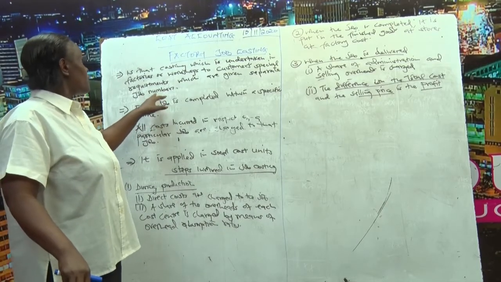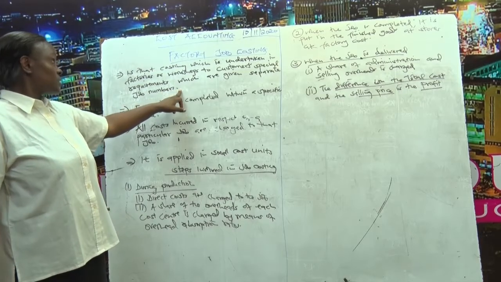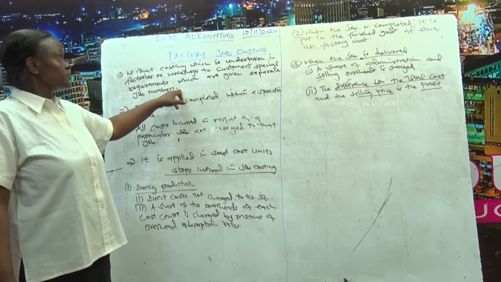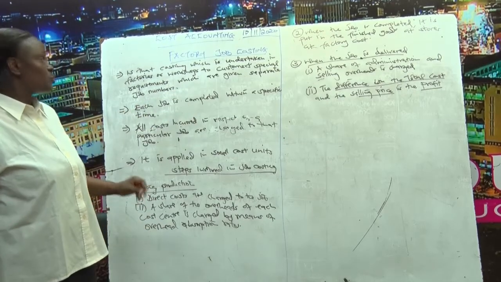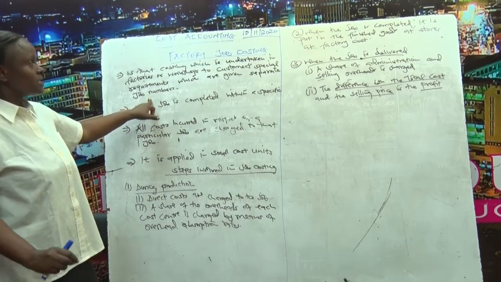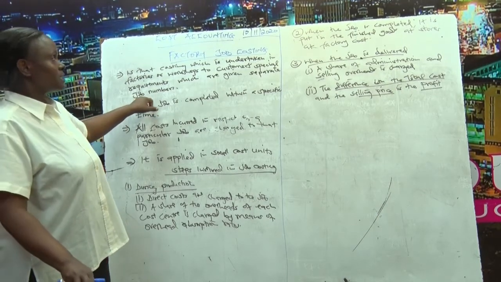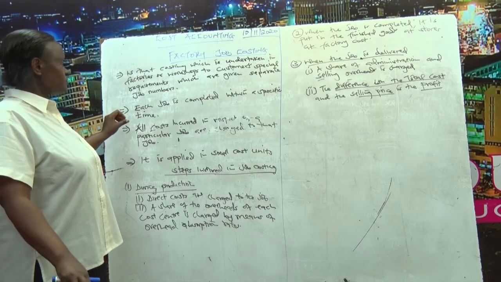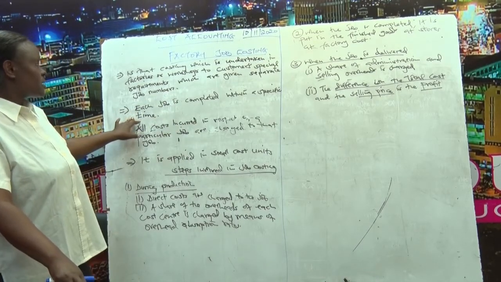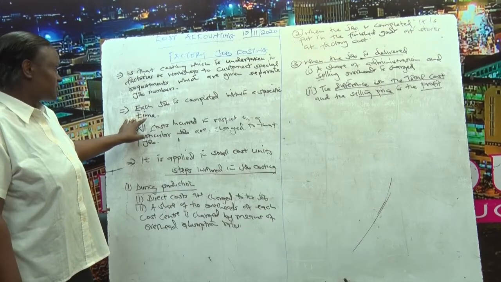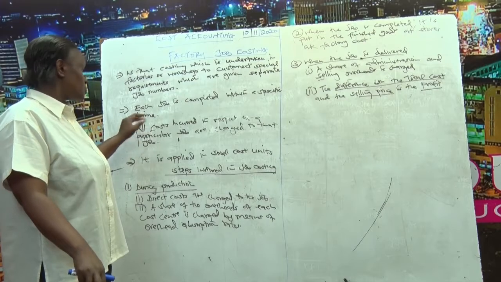requirements. So, factory job costing is that costing which is undertaken in factories or workshops to the customer's special requirements, which are given separate job numbers. So each job is given a separate job number and is according to the customer's special requirements. Each job is completed within a specific time. So they must be given specific time for the completion of the job.